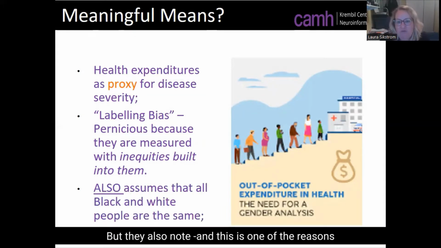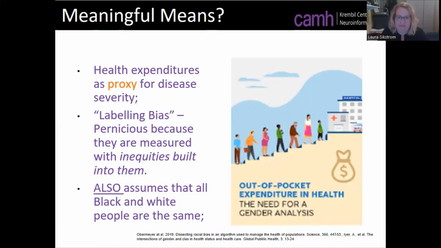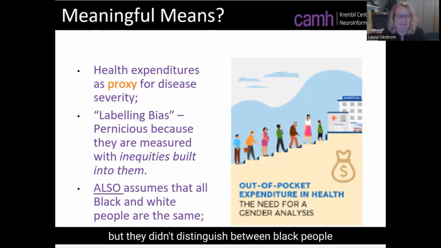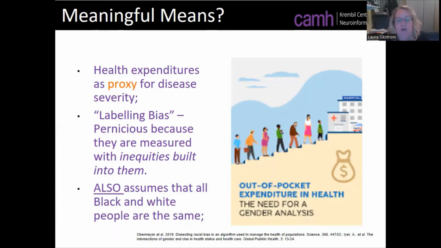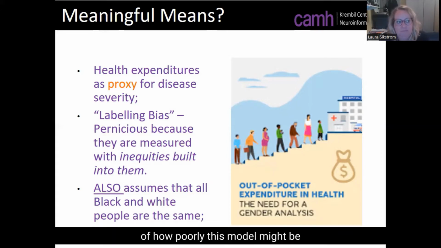But they also note, and this is one of the reasons I like this paper, that they also had to assume that all Black and white people were the same. So they made an assumption that Black and white people had some meaningful difference, and this makes sense from what we know about the United States. But they didn't distinguish between Black people or white people based on income or gender. And this likely leads to an underestimation of how poorly this model might be estimating risk for certain groups of people. I would guess, we don't know, but that Black women in particular might be underserved by this.